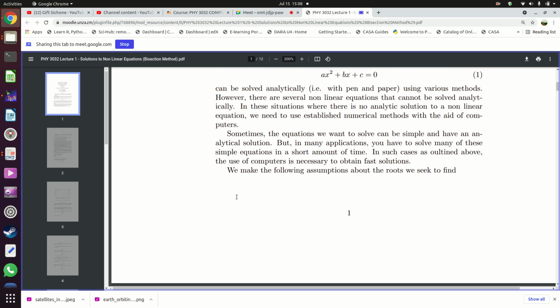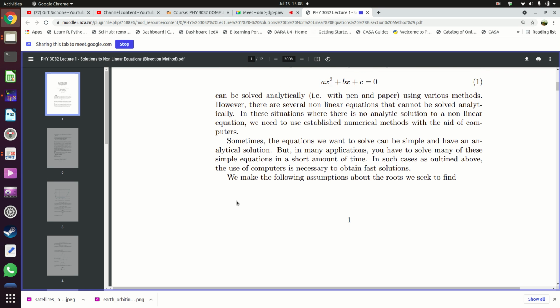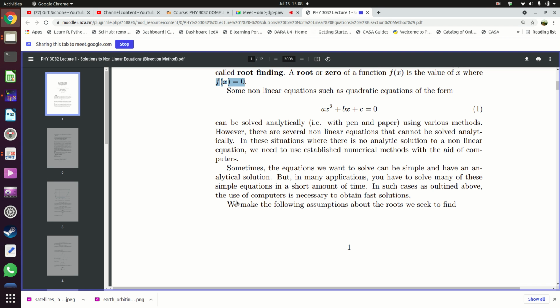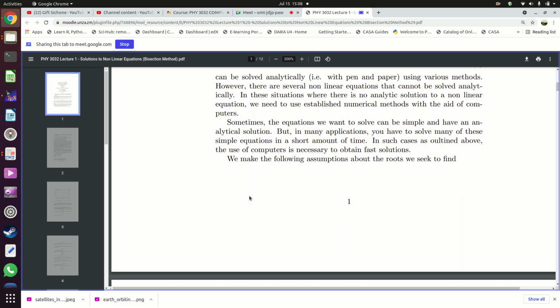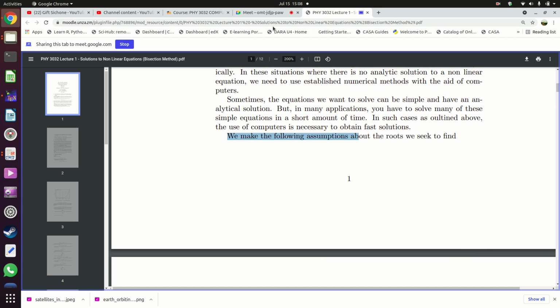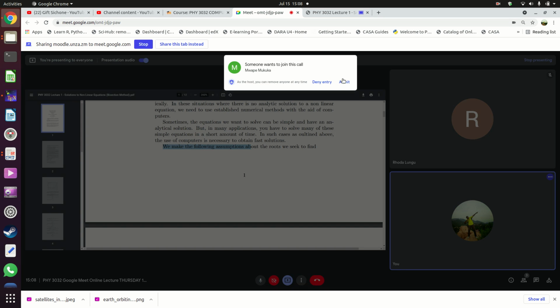There are also other cases where you have a bunch of equations which you can work out with pen and paper. The only problem might be that those equations are many and you need to find the answer very fast within a short period of time. Then you can use some of these numerical solutions because computers get faster and faster by the day. Now, for this to work, we have to make a couple of assumptions. In this case, there are certain assumptions which we are going to make.